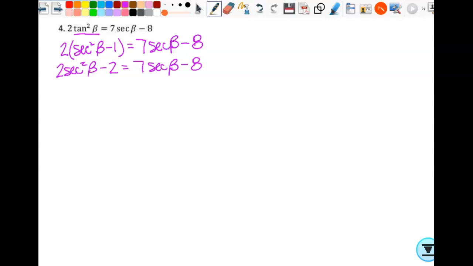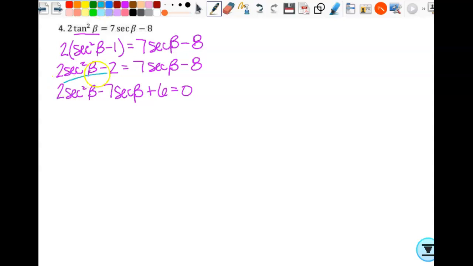So I substituted, I distributed. What should I do next? Do I factor, right? I've got to move it first, right? Okay. So I'm going to move everything to the left. You're right, I'm going to factor for sure. So 2 times secant squared beta minus 7 secant beta plus 6 equals 0. Okay, so I have a quadratic. Definitely have to factor. A is not 1.